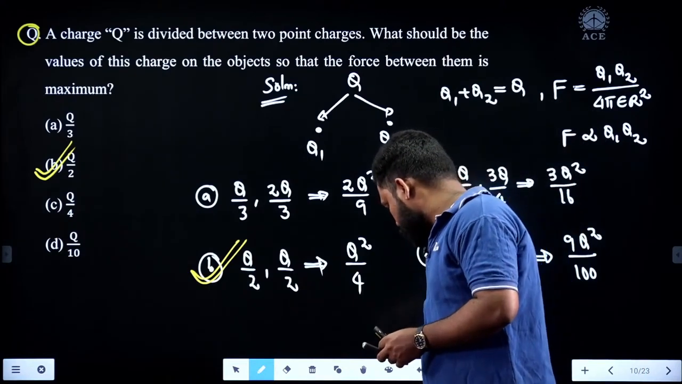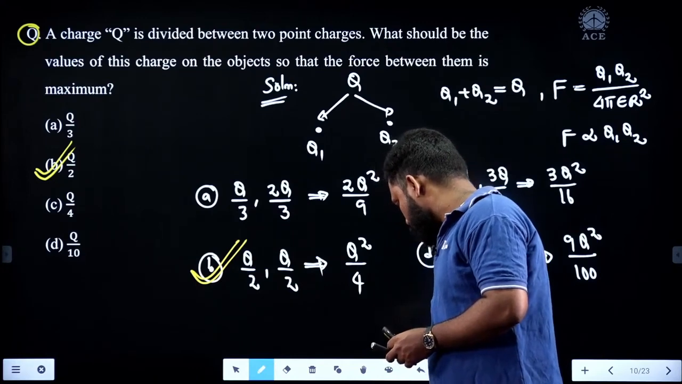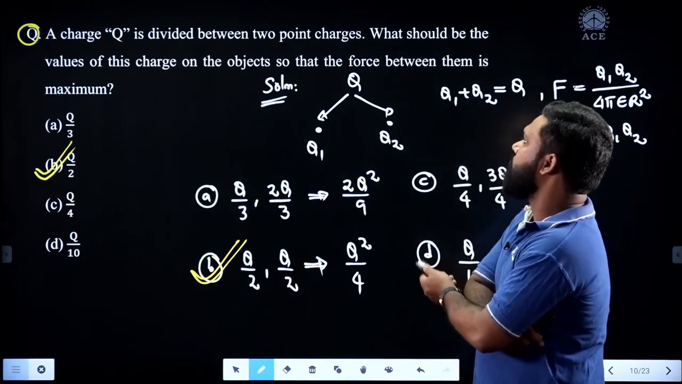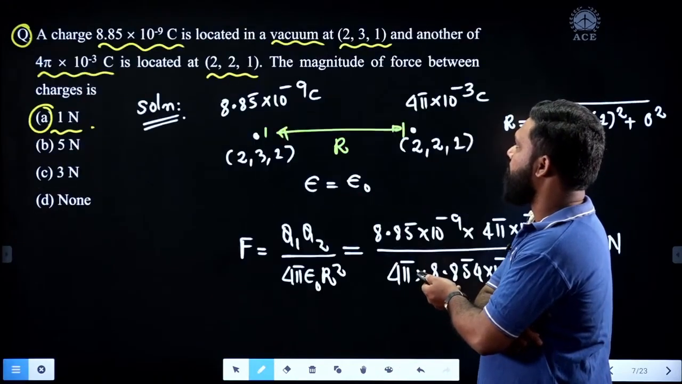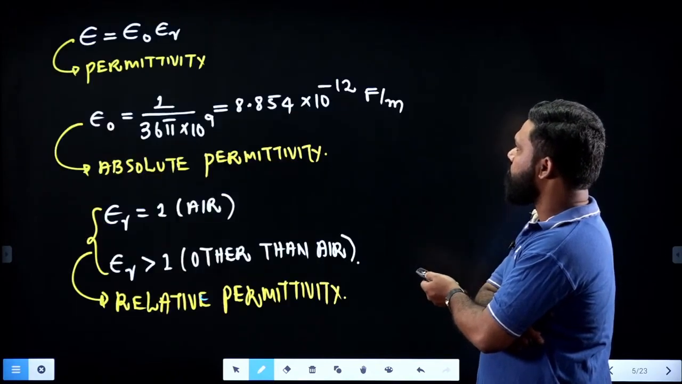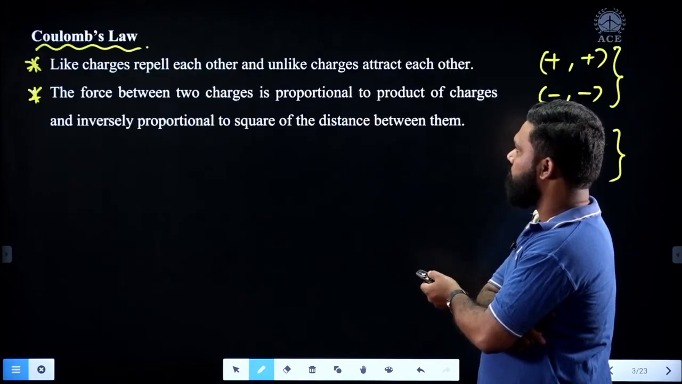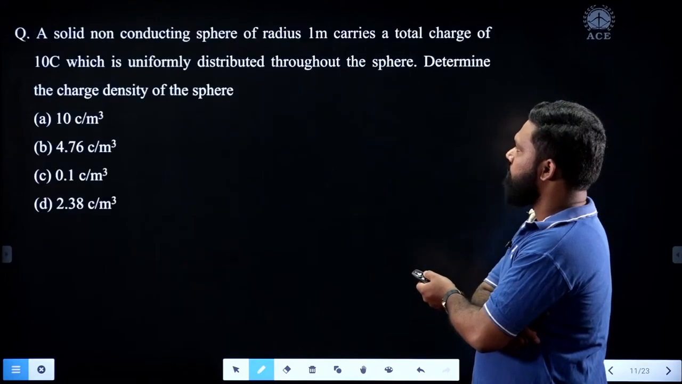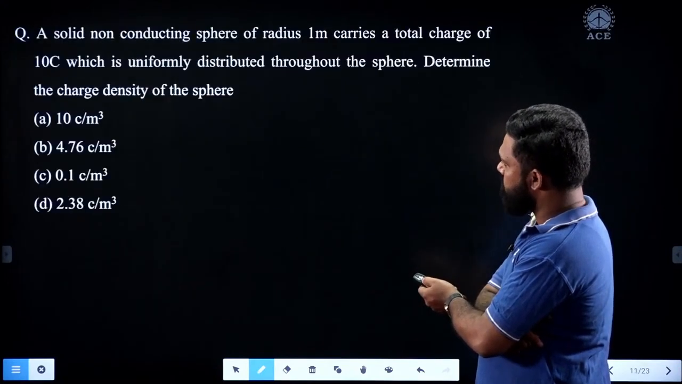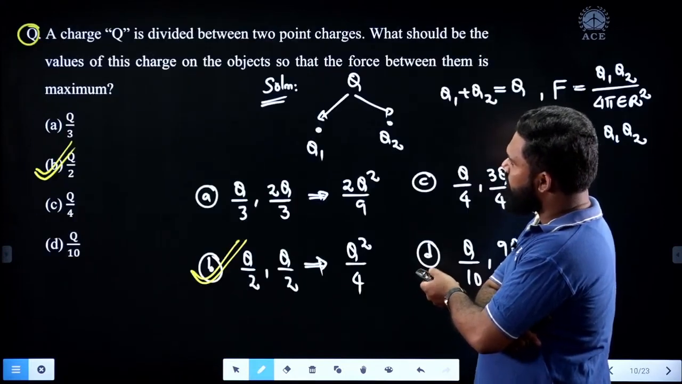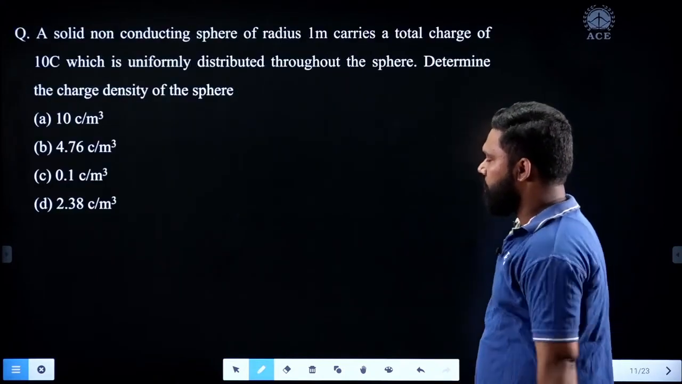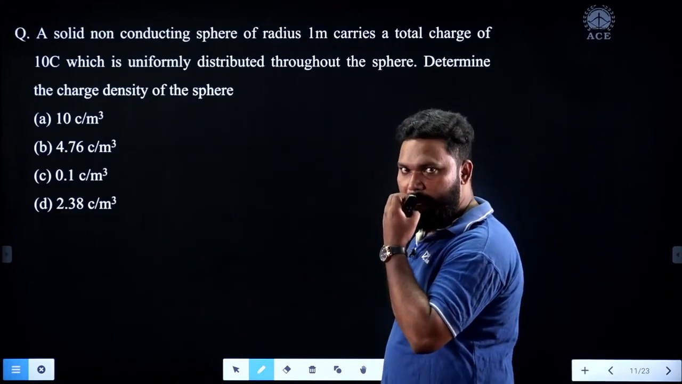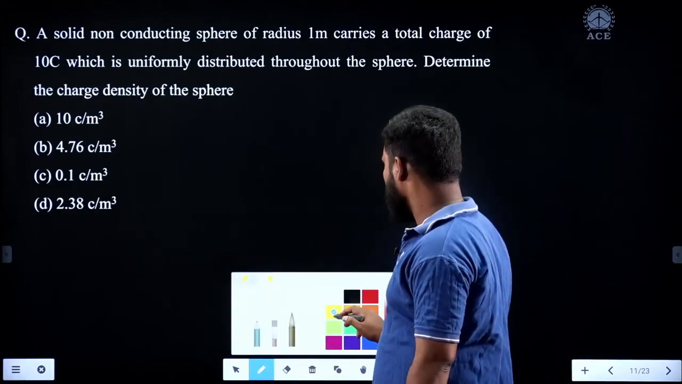Clear, friends? So this is how you can expect the questions. I have touched the varieties of questions on this Coulomb's law. Let us take one more topic here, Gauss law. There is one more thing I have considered here before going into Gauss law. One more question.